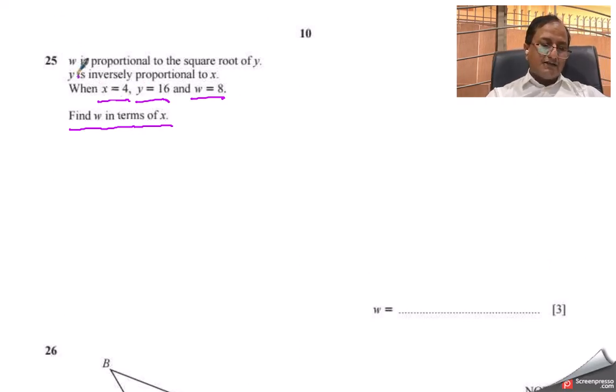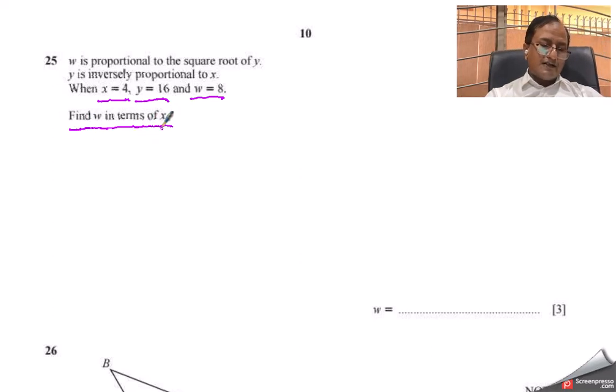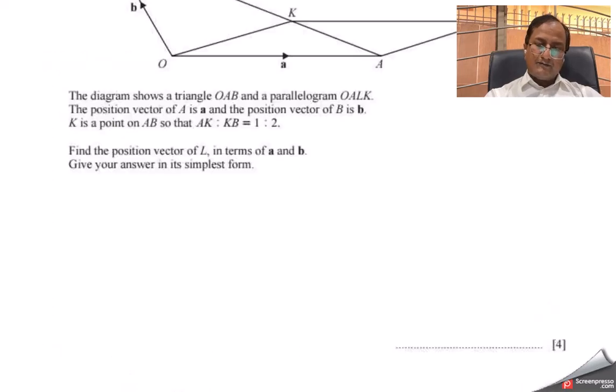Okay, w is directly proportional to the square root of y, and y is inversely proportional to x. When x equals 4, y equals 16, and w equals 8. Find w in terms of x. In terms of x means we are supposed to find w in terms of x, not solve for x. You can solve it easily, but we are supposed to check it.